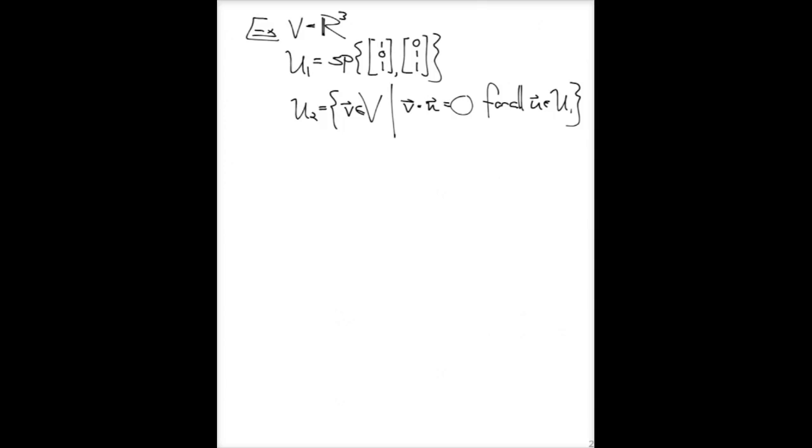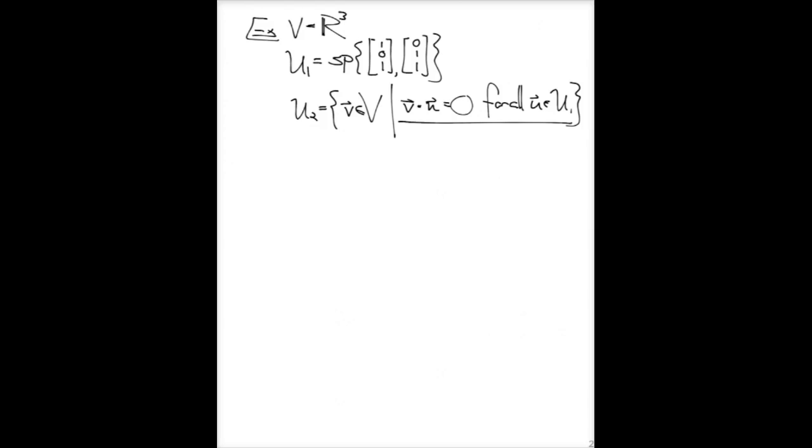Let's next consider a slightly different example, also with V equals R3, but this time let's take a subspace which we'll call U1 to be the subspace spanned by the two vectors (1, 0, 1) and (0, 1, 1). And let U2 be the set of all vectors v in V which are perpendicular to everything in U1. That is, v dot u is equal to 0 for all u in U1.